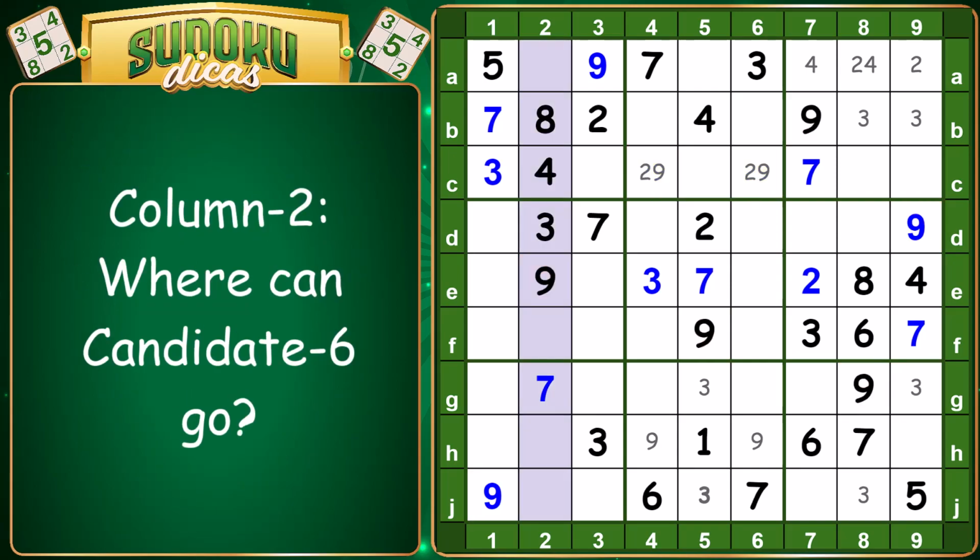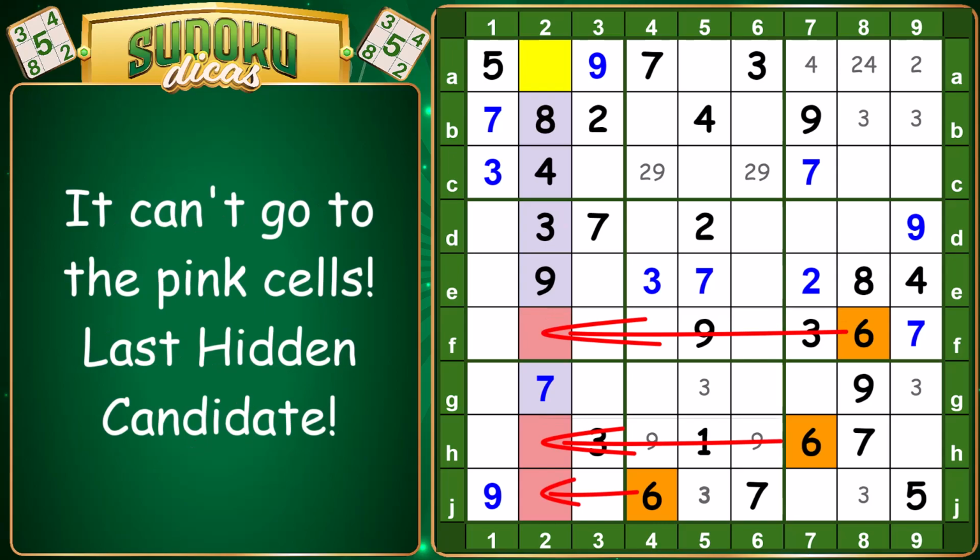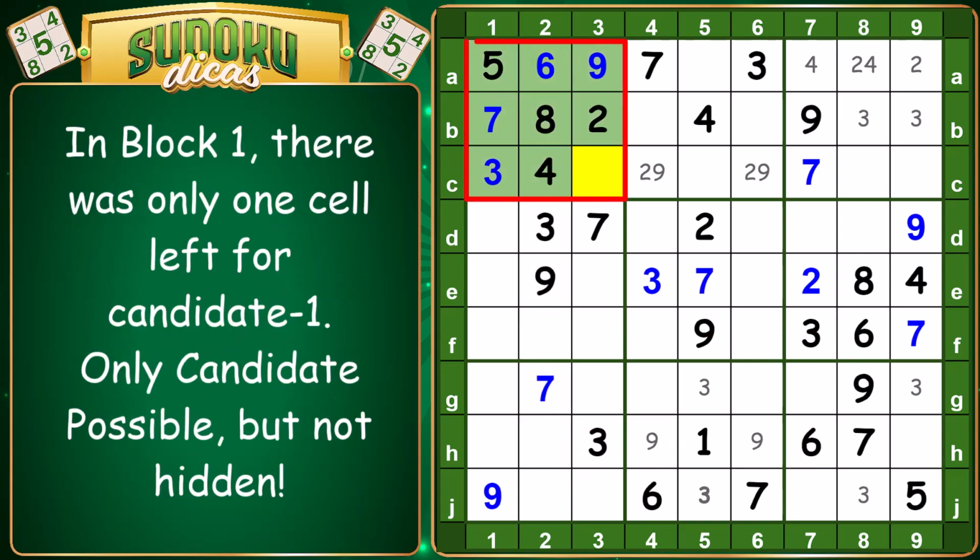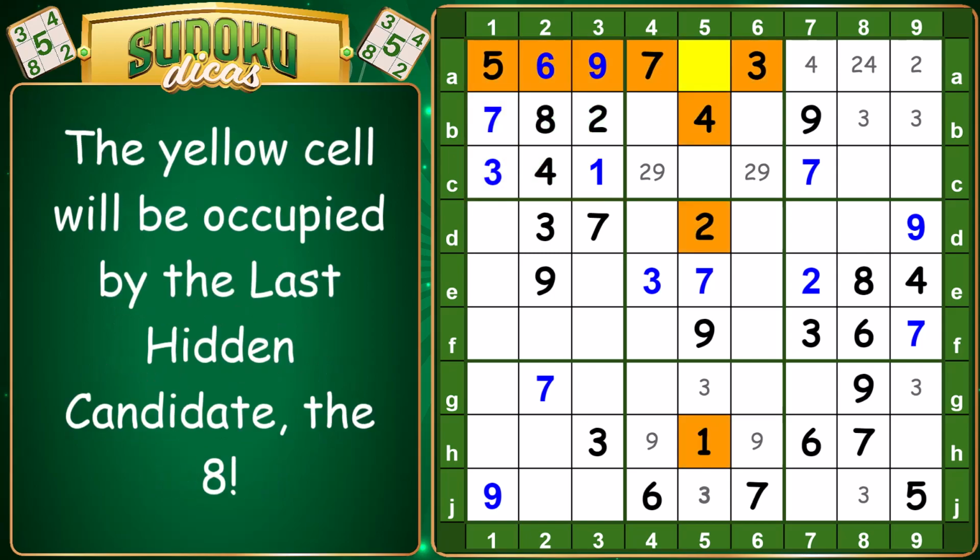Column 2. Where can candidate 6 go? It can't go to the pink cells. Last hidden candidate. In block 1, there was only one cell left for candidate 1. Only candidate possible, but not hidden. The yellow cell will be occupied by the last hidden candidate, the 8. The yellow cell will be occupied by the last hidden candidate, the 3.